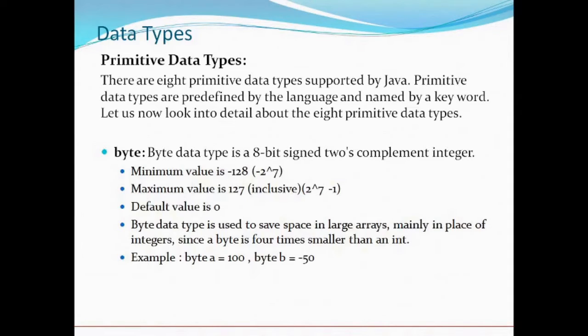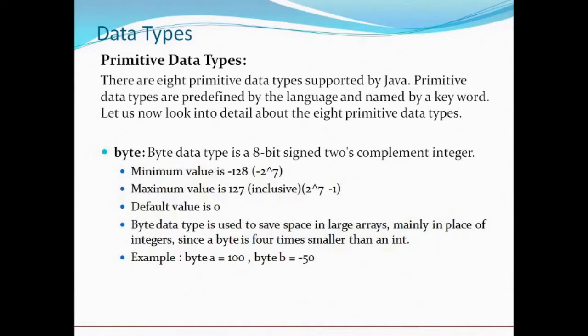So they are allocated space in the memory stack, whereas the reference data types or the object data types are stored on the heap. Heap is another data structure. So there are 8 primitive data types supported by Java. Primitive data types are predefined by the language and named by a keyword. Like in C we have int, and in some other language we have integer, but the meaning is the same.